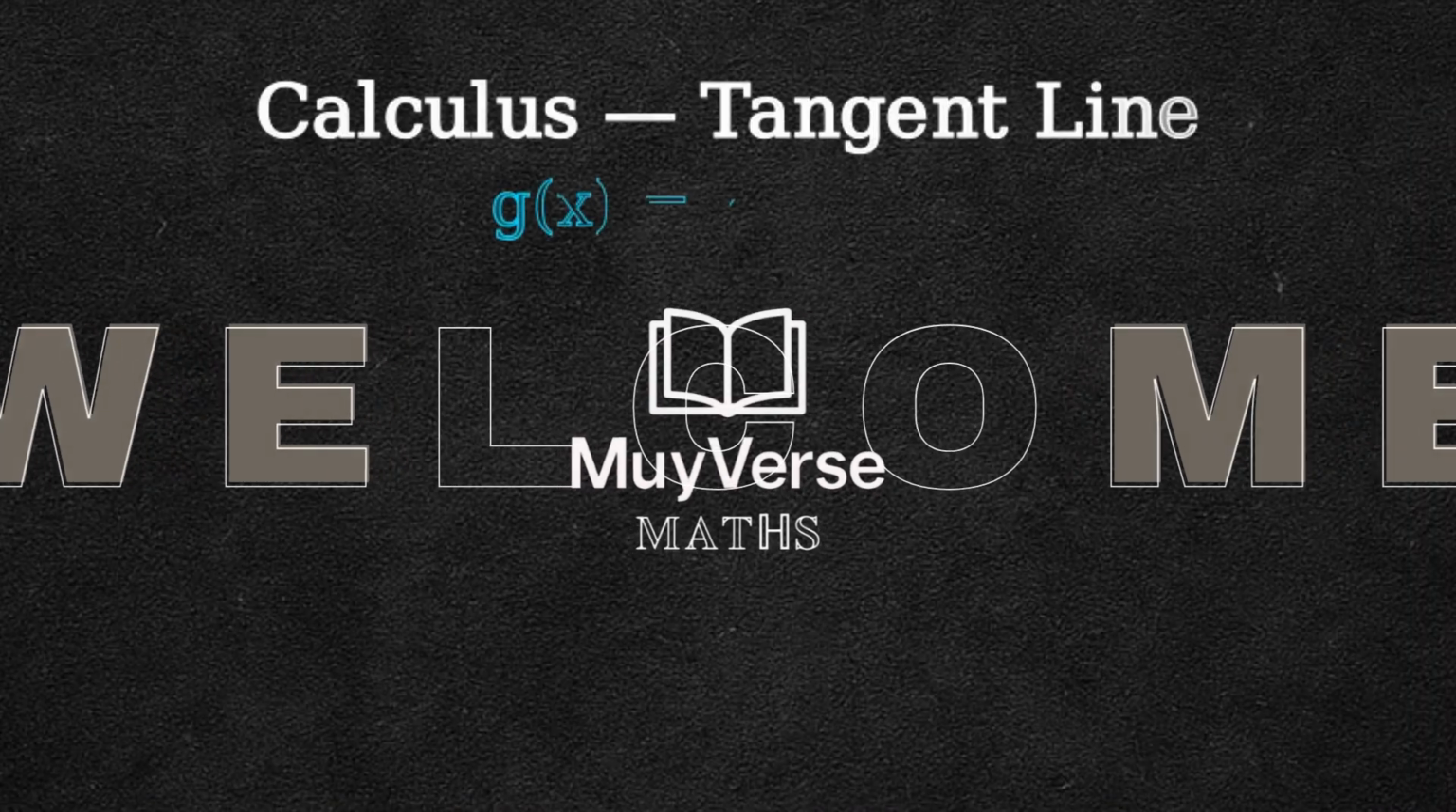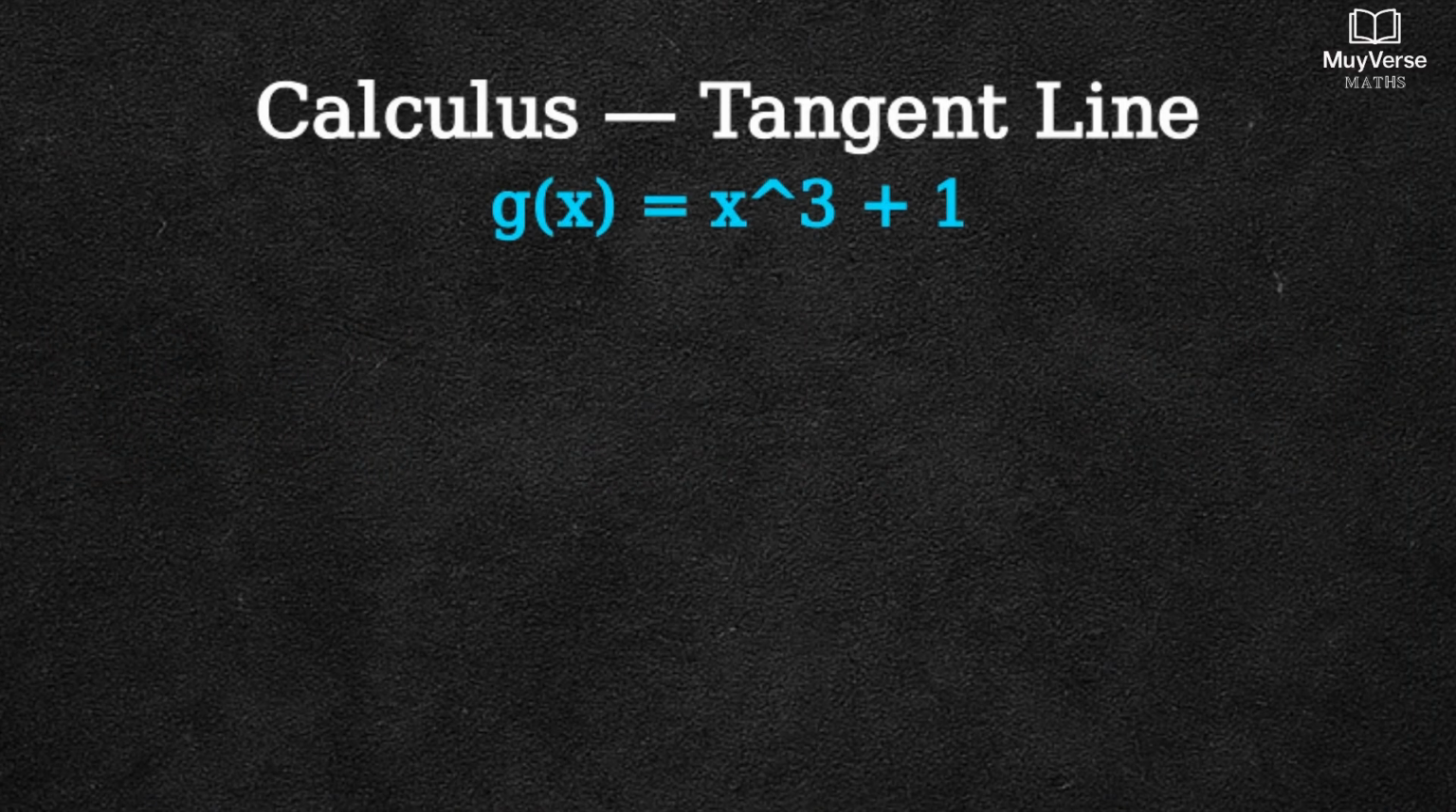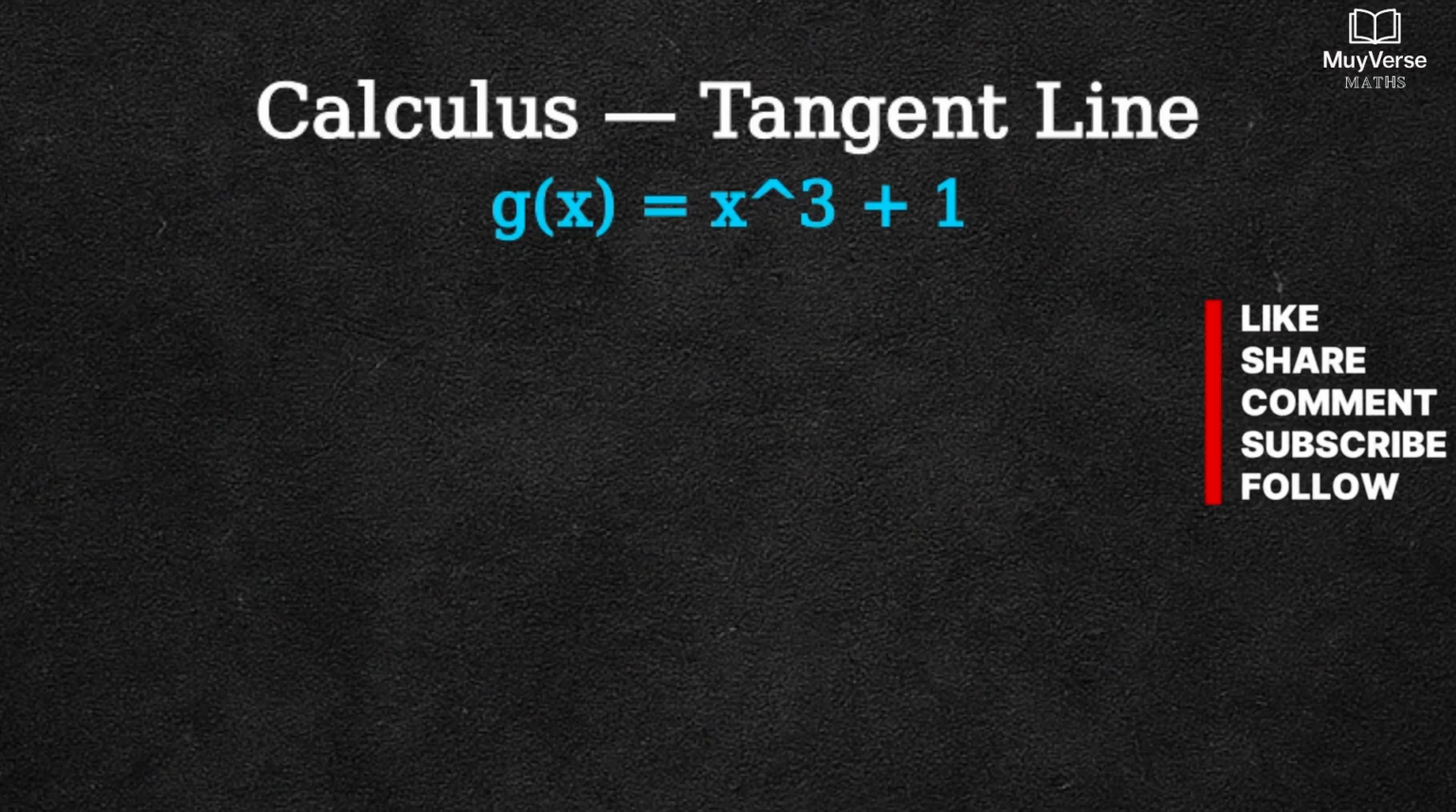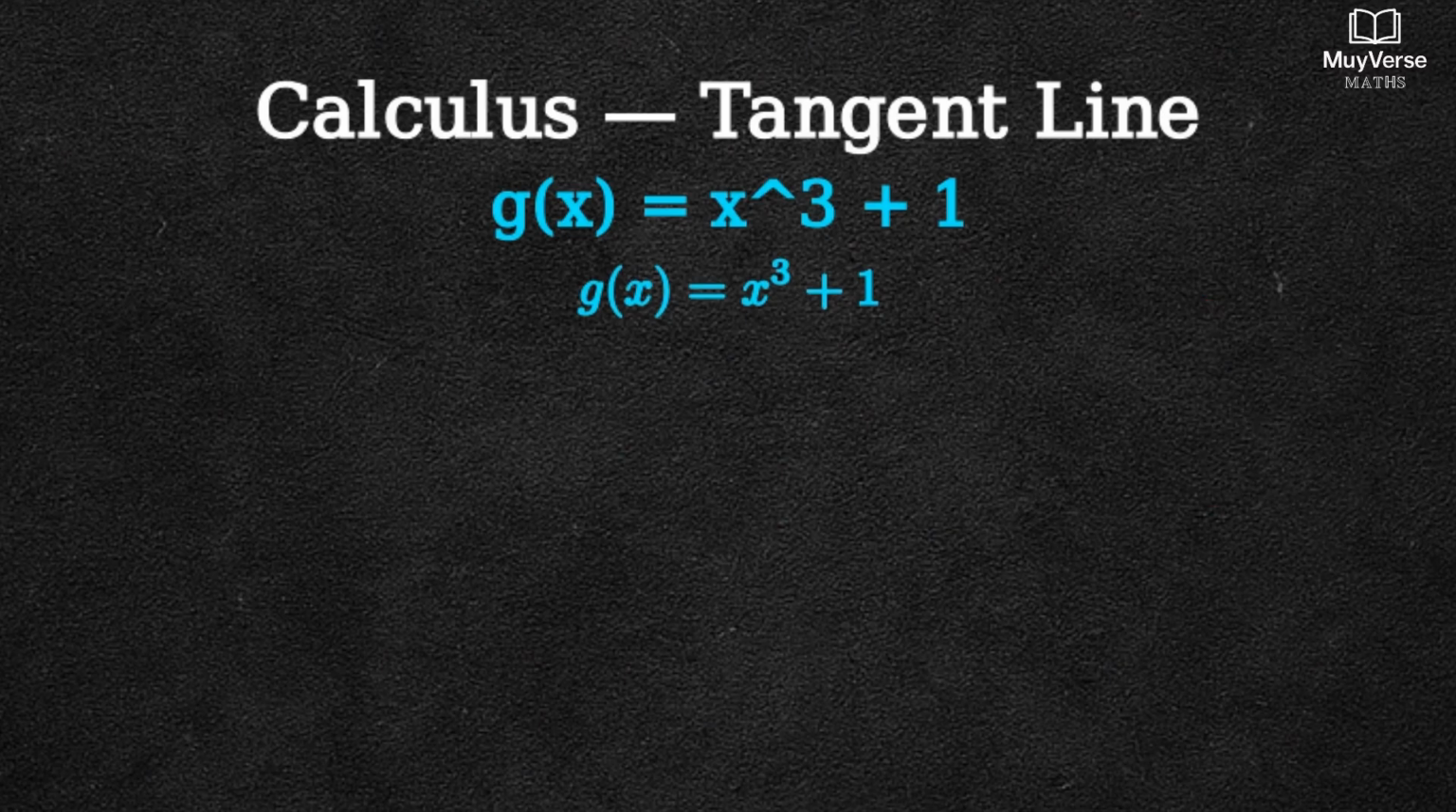Welcome! In this quick calculus walkthrough, we will find a tangent line to the function g of x equals x cubed plus 1. We'll do it step by step, focusing on slope and point, and then we will graph the function with its tangent. First, restate the problem. Find the tangent line to g of x equals x cubed plus 1. We will compute the derivative for the slope, pick a point on the curve, and write the line using point-slope form.